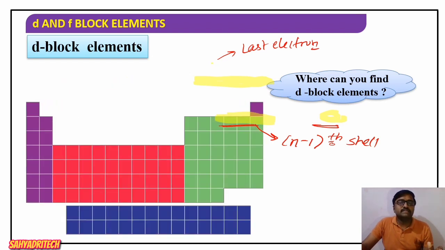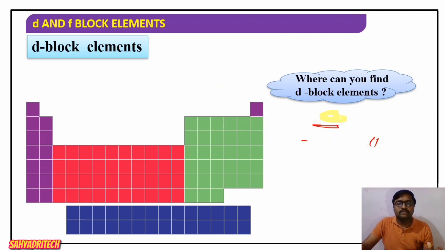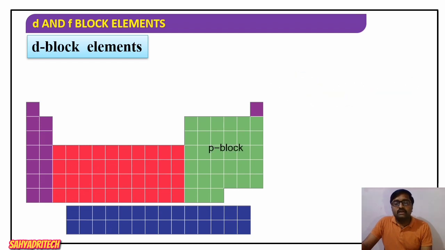all the elements are arranged in the form of groups and periods. All the known 118 elements are arranged in groups and periods, which together constitute the periodic table. Now, where do we find the D block elements? We know that the P block elements are placed on the extreme right side of the periodic table.